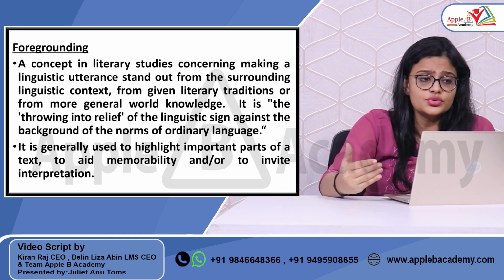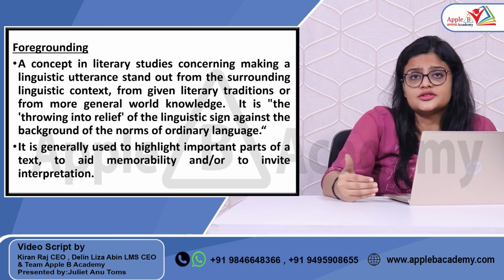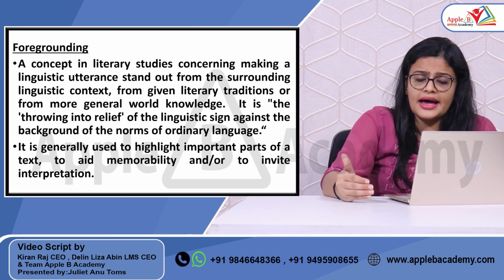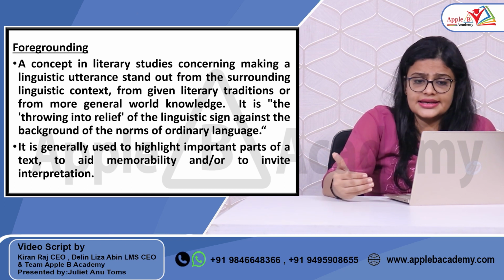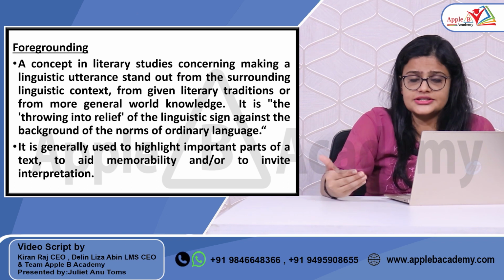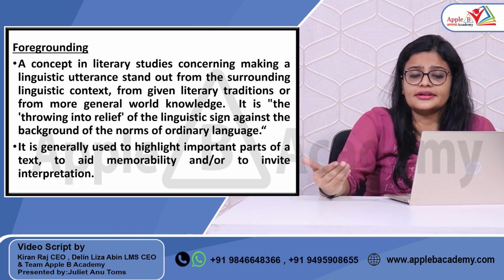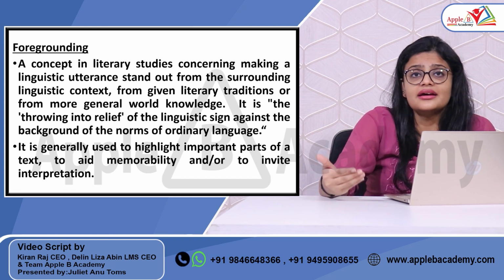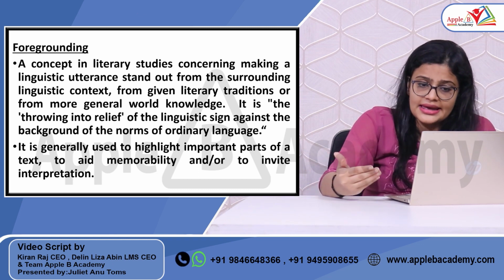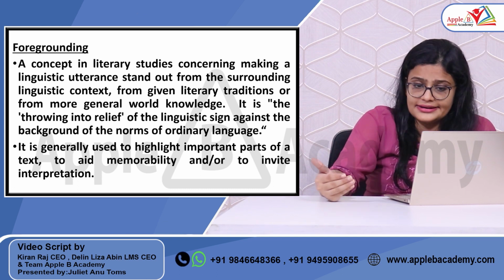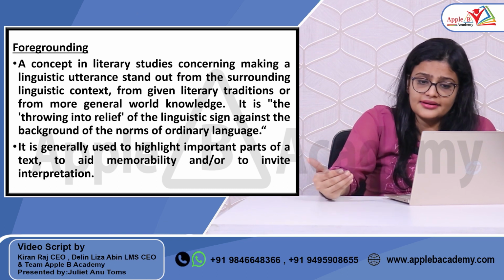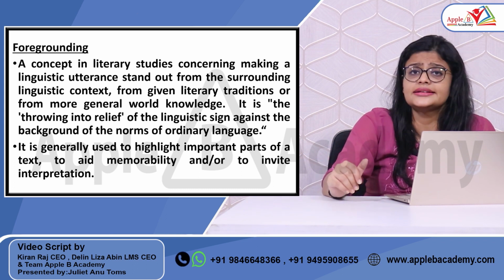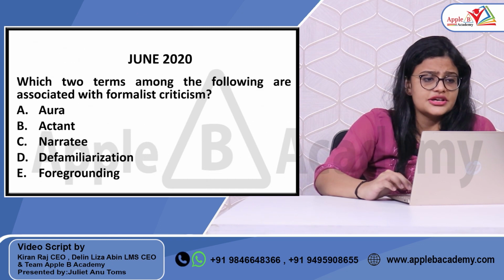And we know that there are two types of foregrounding. One is parallelism and the other one is deviation. Parallelism can be explained as an unexpected regularity, while deviation is more like an unexpected irregularity. For example, this word, close, phrase, etc. So that is foregrounding. So let's go back to the question.